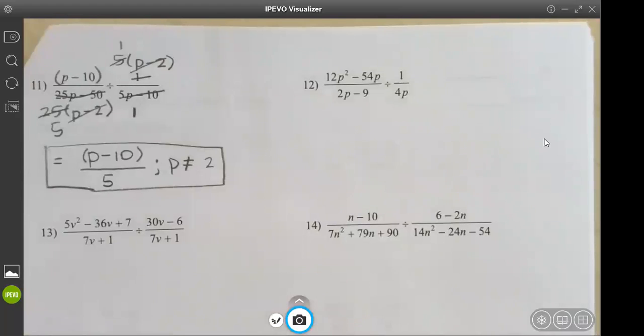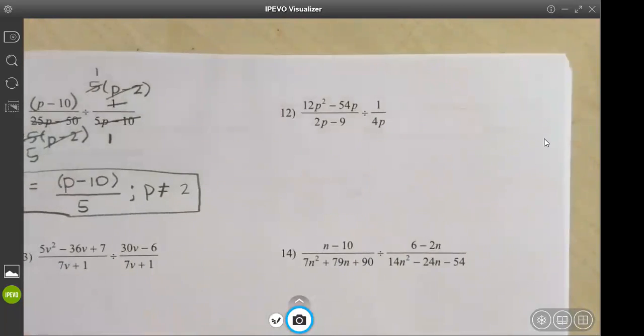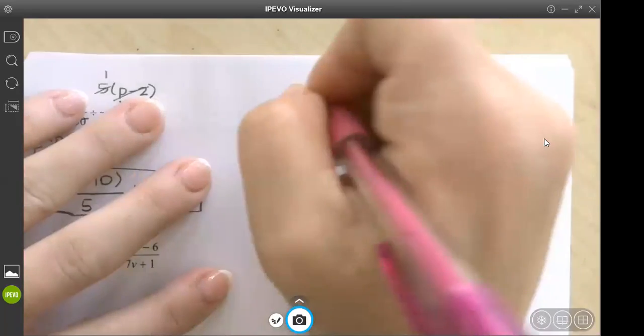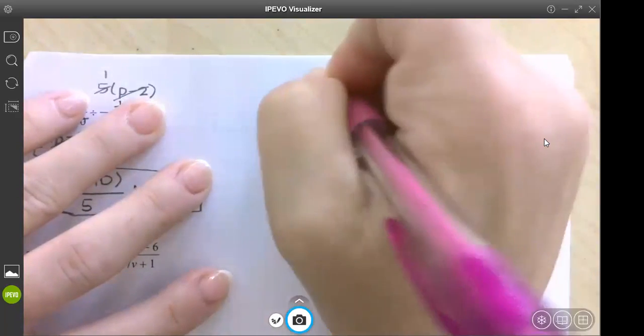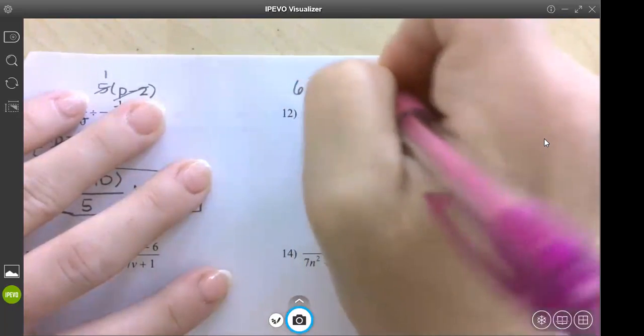All right. Check out number 12. I always want to start with the GCF. What's a GCF of 12p squared minus 54p? Think about your factors of 12. Yeah, 6 will go, right? What else? One more thing. P. So I'm going to take out a 6p and get 2p minus 9.